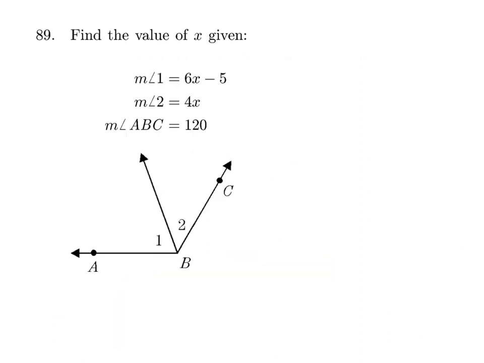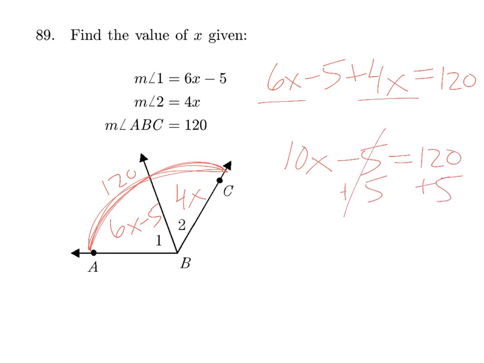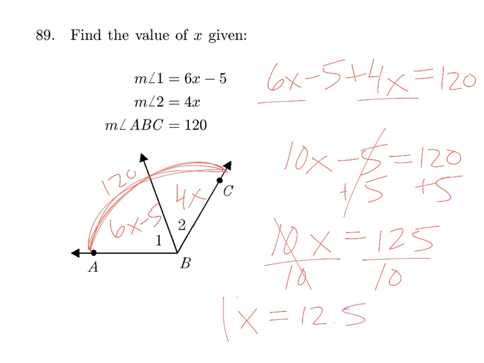Find the value of x. They tell you that the measure of angle 1 is 6x minus 5, angle 2 is 4x, and the whole thing is 120. So I'm going to take 6x minus 5 plus 4x and set all that equal to 120. Add like terms, I get 10x minus 5 is equal to 120. Add 5, I get 10x is equal to 125. Divide by 10, I get x is equal to 12.5. Done.